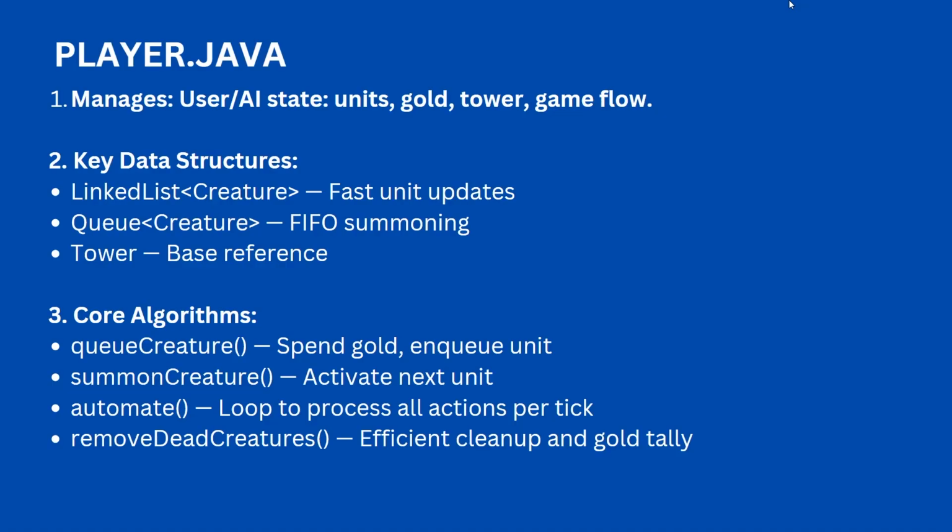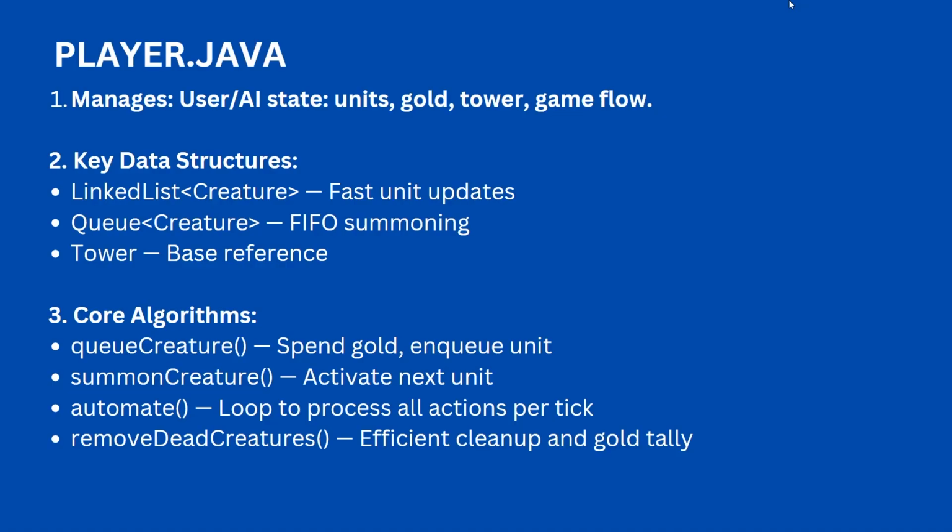On the player side is the engine controlling all user or AI game state and actions. For managing a player army, we use linked list, creature, and queue creatures, which allow us to add, remove, or scan through the units efficiently as the game state changes. When players want to queue up new creatures for battle, we employ the queue creature, also a linked list, enforcing first in, first out order so troops only deploy fairly.